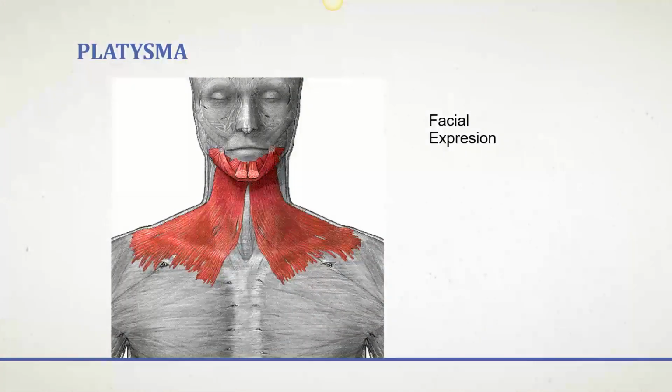The platysma is this very large muscle that kind of drapes over the cervical region and the upper torso. This is responsible for facial expression. You can see how very large this muscle is, and that's all just for facial expression, which tells you that from an evolutionary standpoint, facial expression is very important to us.